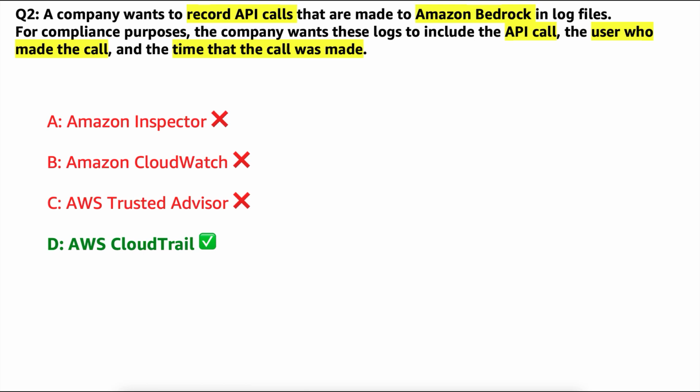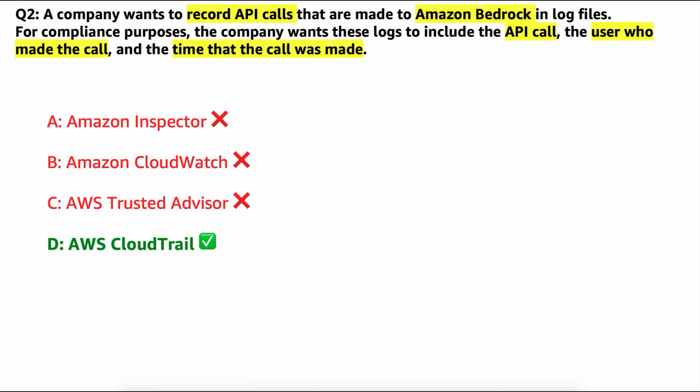Excellent. We've successfully identified the correct answer, D, AWS CloudTrail. AWS CloudTrail is the perfect service for this compliance requirement because it provides comprehensive API logging that includes all three required elements: the API call details, user identity information, and precise timestamps. This makes it ideal for audit trails and compliance reporting.